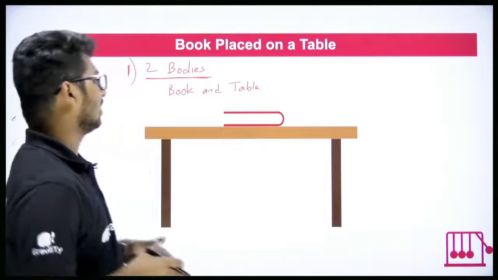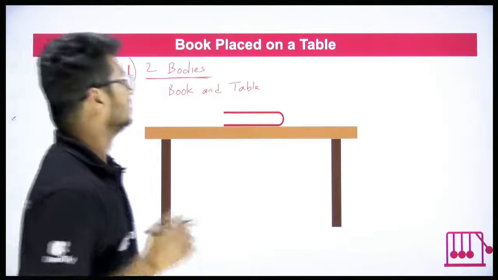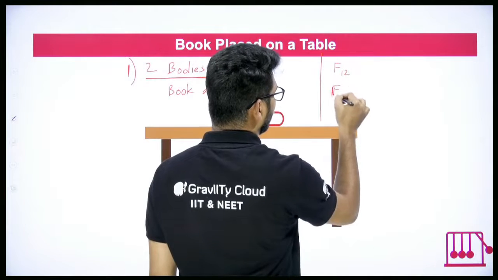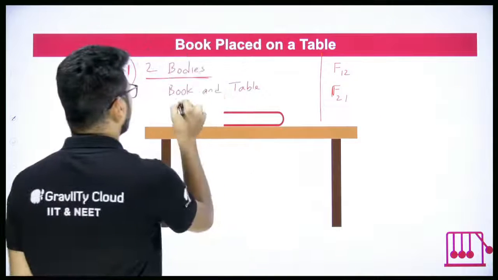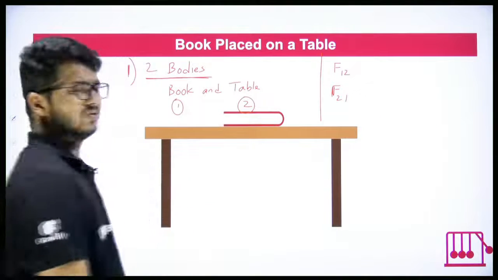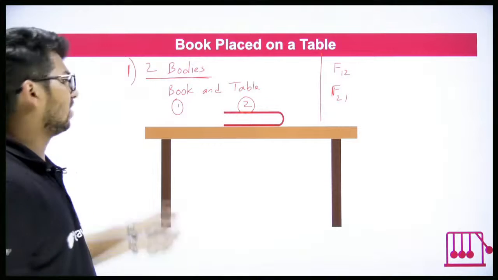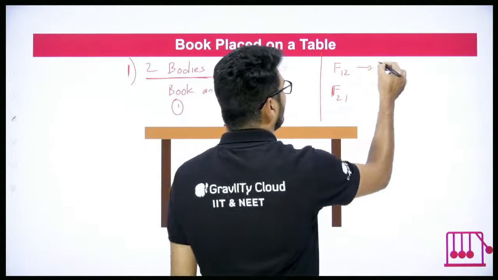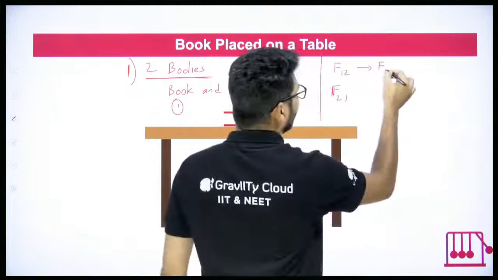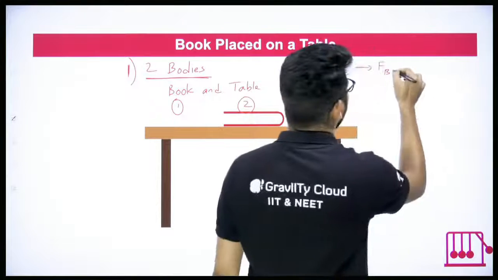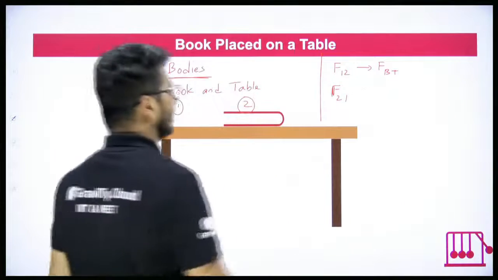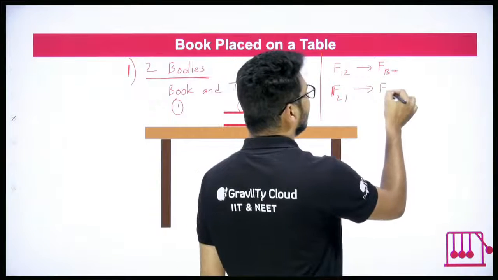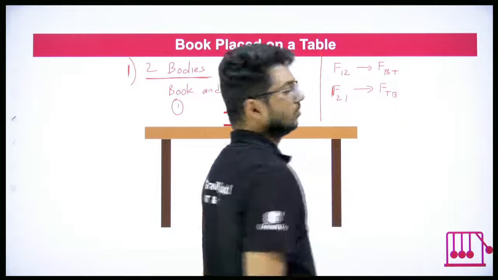Now, if I ask you what are action and reaction in this case, just write it in this way. F12 and F21. Now choose. You can say book is object 1, table is object 2. It's up to you. Or take book as 2 and table as 1. Doesn't matter. So when I say F12, what will it be? What is 1 here? 1 is book. So FB, what is 2? Table, FBT. And then F21, 2 is the table, 1 is the book. So FTB. These two will be exactly opposite.